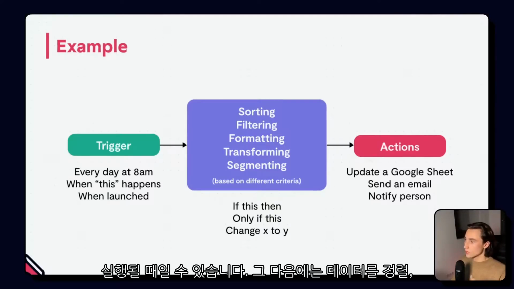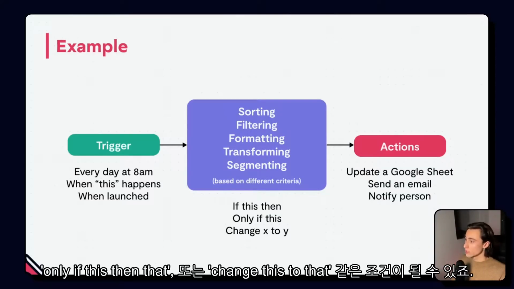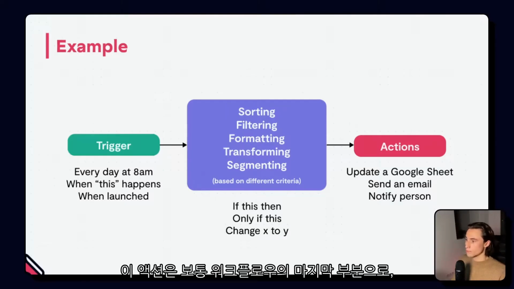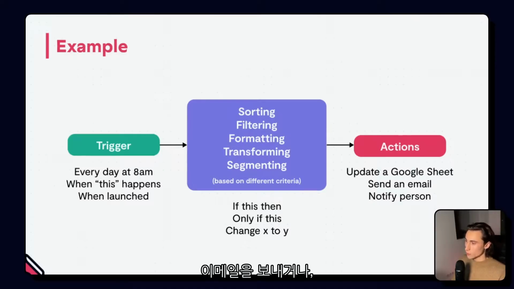Then we're going to be either sorting, filtering, formatting, transforming, or segmenting the data. So this could be if this, then that, only if this, then that, or change this to that. This is when we're going to be able to look at all of the filters that we created earlier or make modifications to the data to then send to the actions, which are going to be usually the last parts of your workflow, either updating, for example, a Google Sheet, sending an email, or notifying a person, let's say through a Slack message.